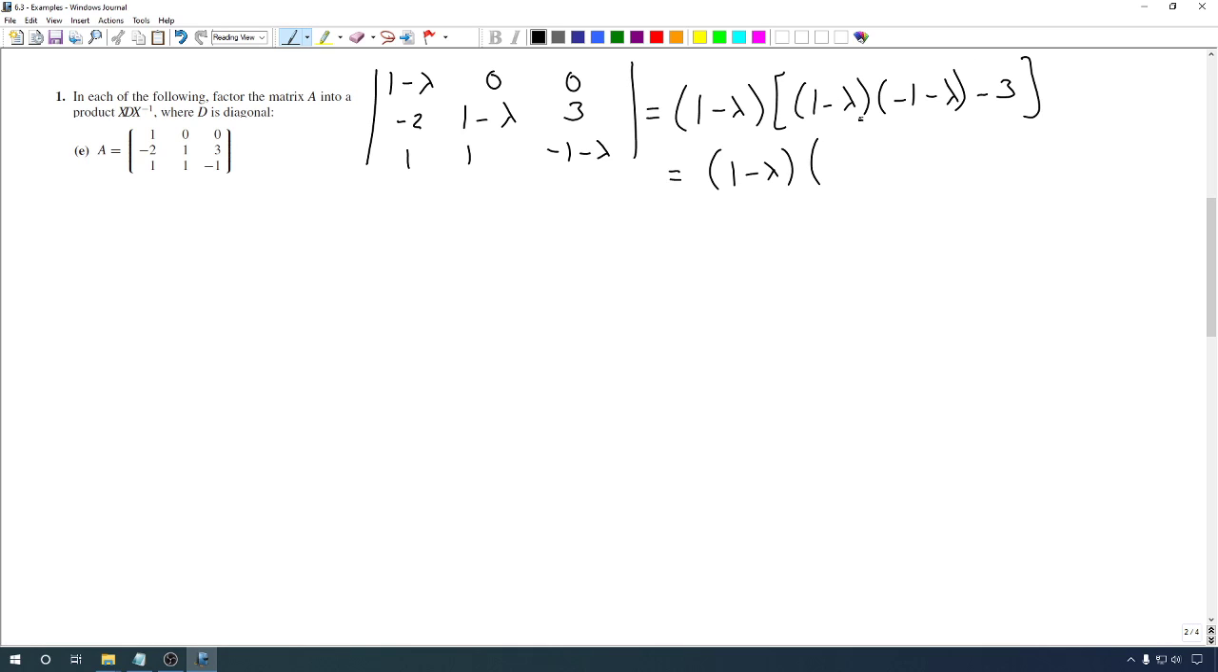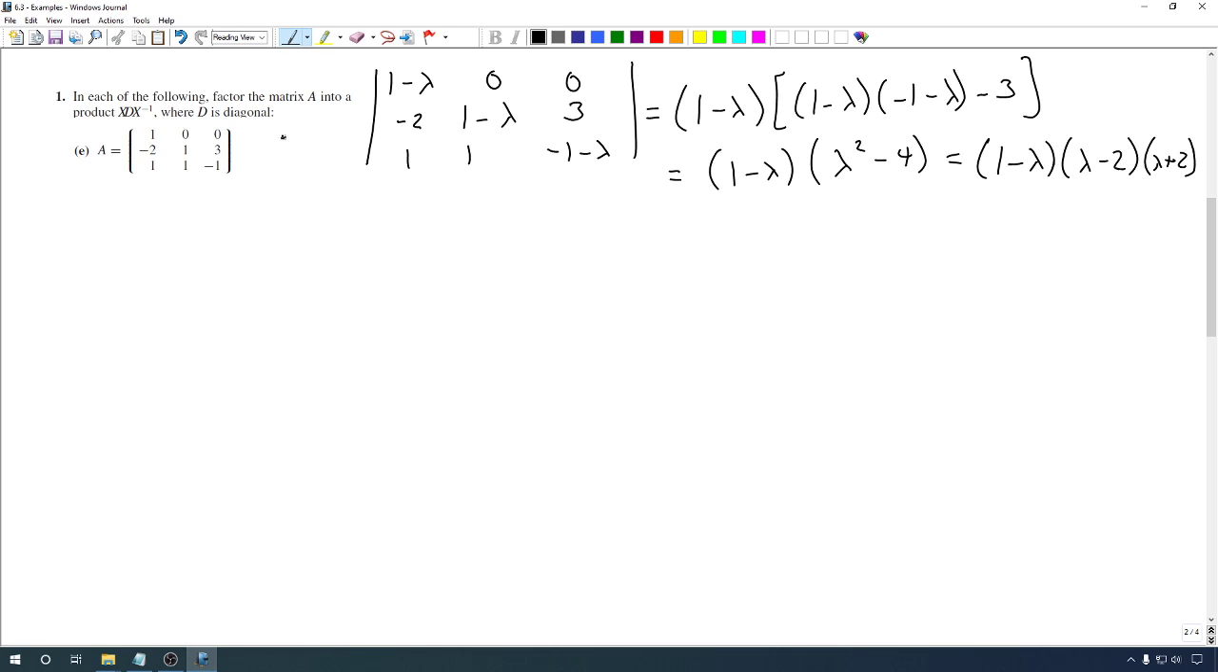If we expand this thing out inside here, it's going to simplify to lambda squared minus 4. And then we can factor that part as lambda minus 2 and lambda plus 2. So my eigenvalues are going to be 1, 2, and negative 2. And of course, since those are all different, we already know at this point that this is a diagonalizable matrix. We won't run into any problems because we're guaranteed to have 3 independent eigenvectors.